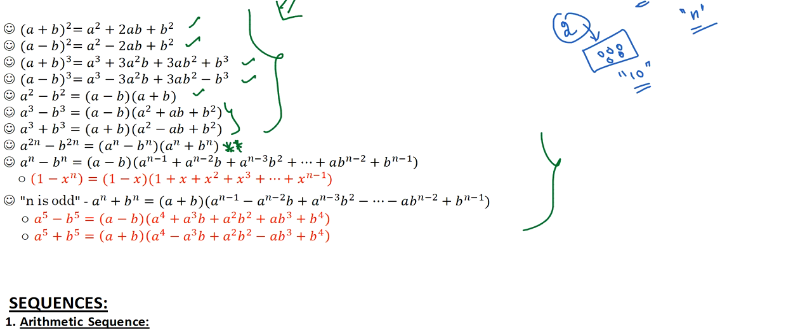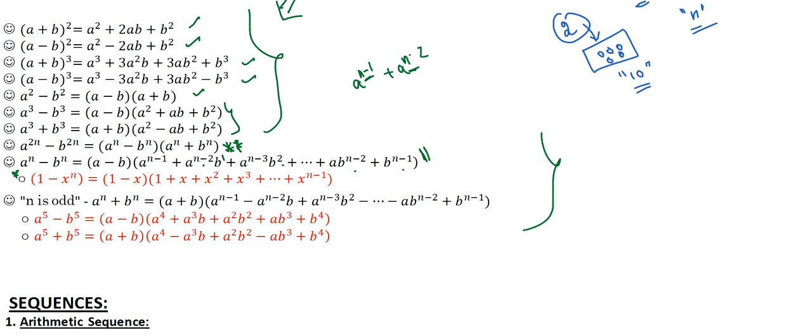See, a power n minus b power n, that is going to be equal to a minus b into the sum a power n minus 1 plus a power n minus 2, and so on. The powers of a are decreasing and the powers of b are increasing: b power 1, b power 2, b power n minus 2, etc., and here it is b power n minus 1. So the power of a decreases and the power of b increases.